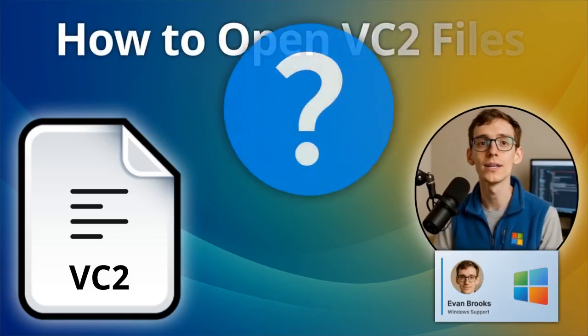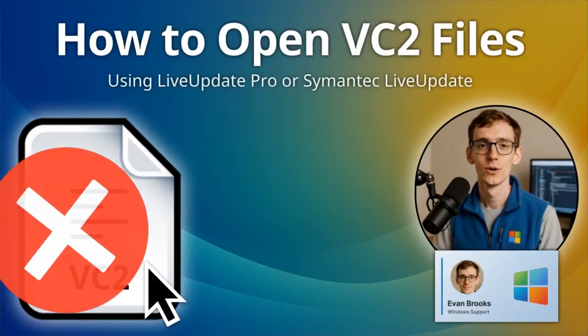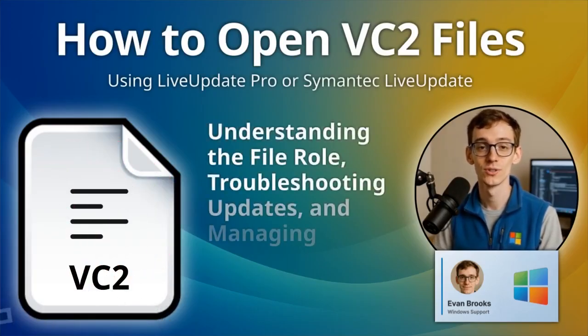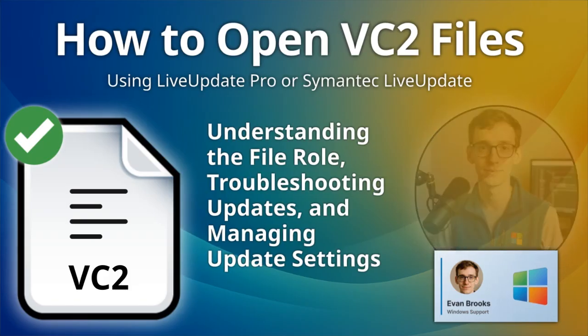The VC2 file is a LiveUpdate Pro information file. Update metadata that helps keep software applications current with the latest patches. I'm Evan Brooks, Certified Support Engineer, and I'll help you understand what this file does in your update workflow.